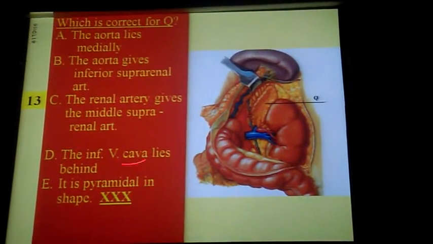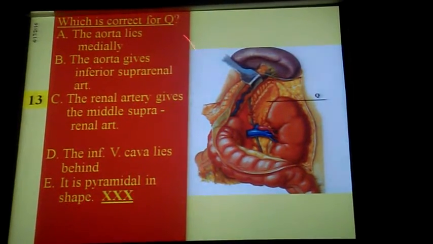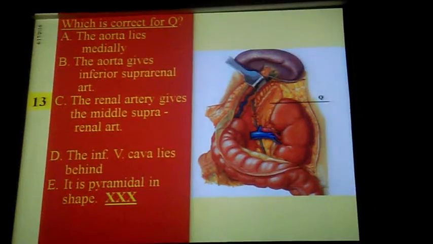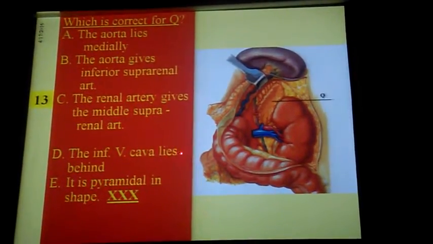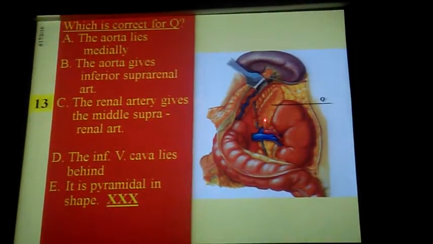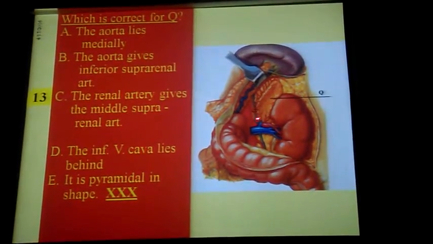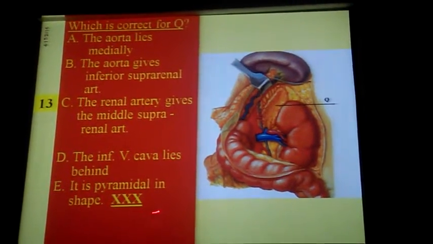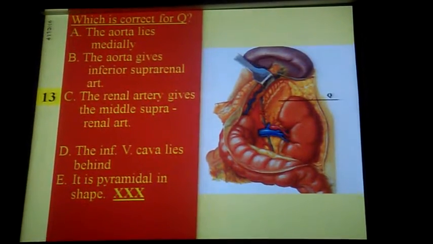So now we know the sequence of blood supply to this gland. I can rephrase this but with the same content or same intent. The inferior vena cava lies behind it partly behind and partly on its medial side. Well, we can regard it as correct. It is pyramidal in shape. Wrong. The pyramidal one is the right suprarenal gland.